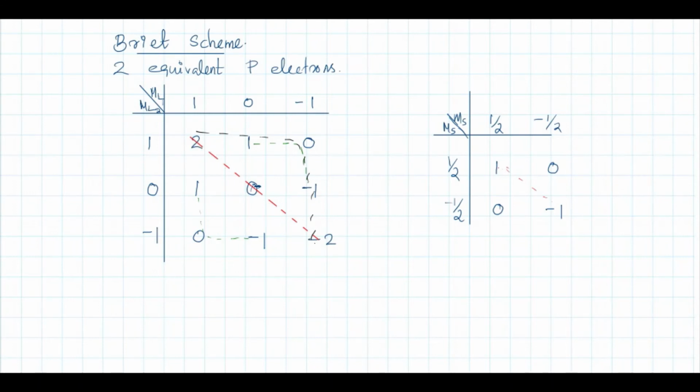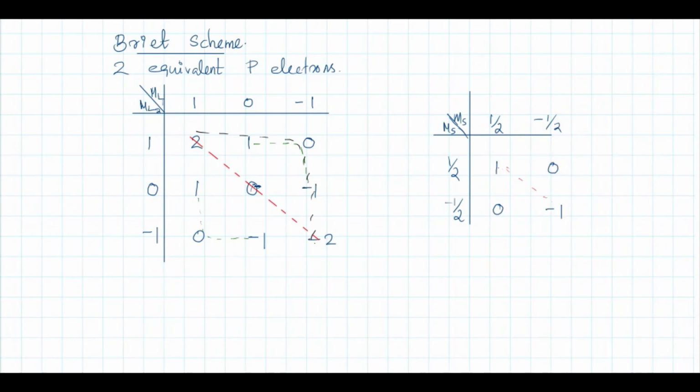In a similar manner, ms. For the first p electron, ms can have half or minus half depending on upspin or downspin. The second electron also has two possibilities, half and minus half. Again, this entry is half plus half. This is half minus half. So these entries are obtained by adding the respective values. So you have two squares. One is ml square, the other one is ms square.